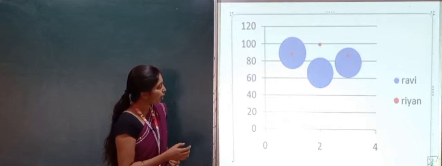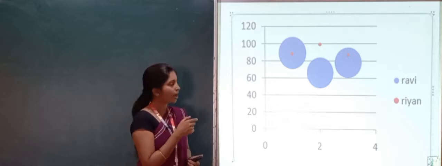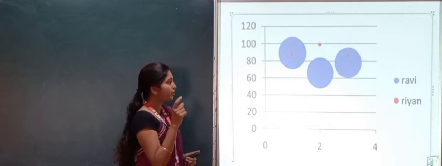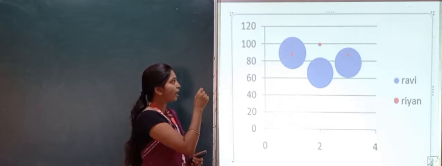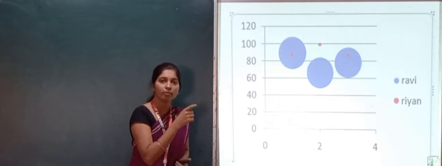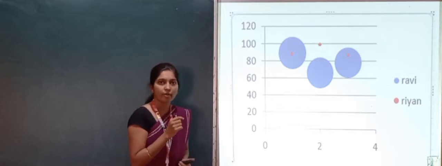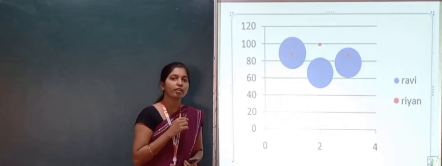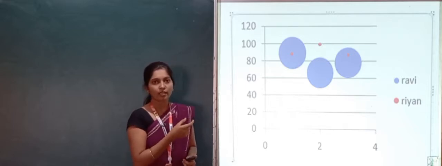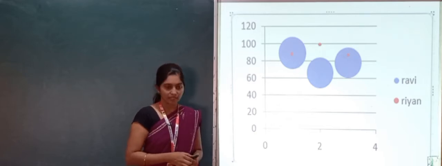You can see we have considered Ravi's and Riyan's marks, 2 persons' marks. Here the blue bubbles are representing Ravi's marks and the Riyan marks are represented by small red bubbles. Okay, red bubbles are Riyan's marks and the blue bubbles are Ravi's marks. So here is how we are representing the different data series using the bubbles. Charts like this we call bubble charts.